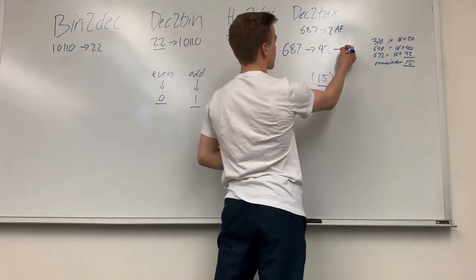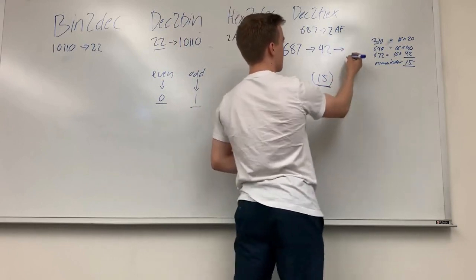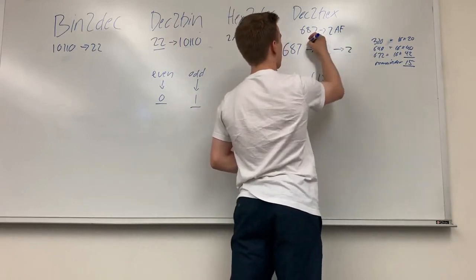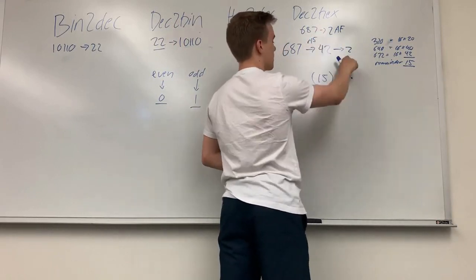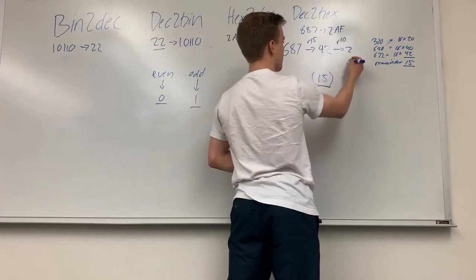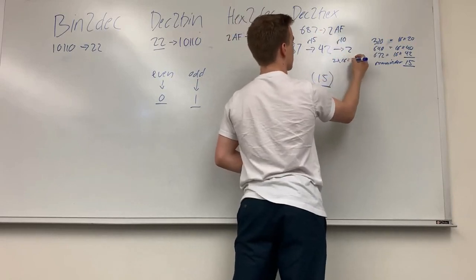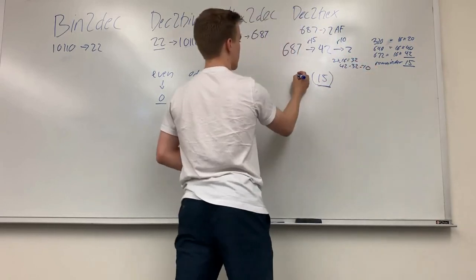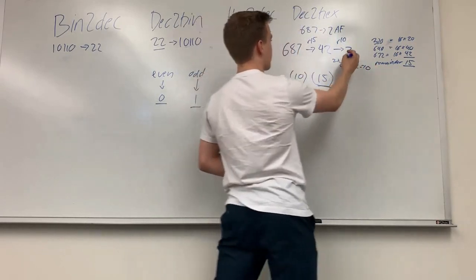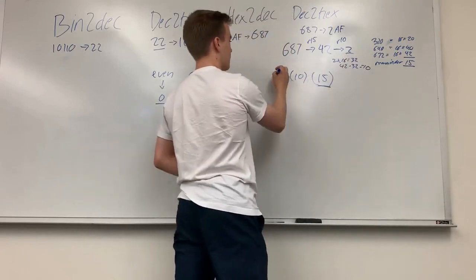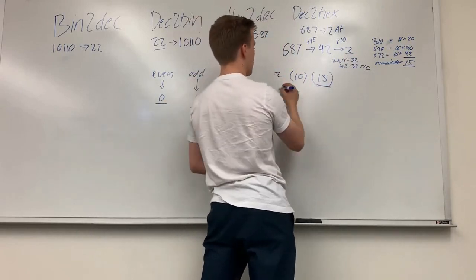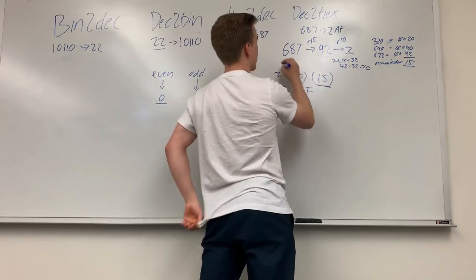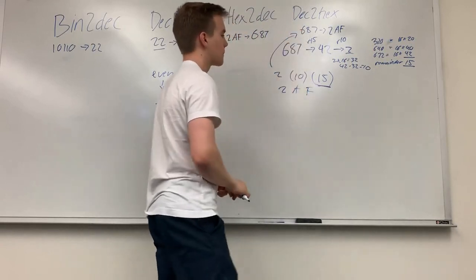Here I got 42. I'm going to divide by 16 again. I'm going to get 2 with a remainder 10, because 2 times 16 equals 32 and 42 minus 32 equals 10. So here I'm going to put 10. And then I'm left with 2. So 2, 10, 15 is the same as 2AF, what we started with.